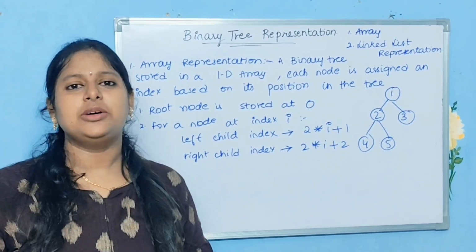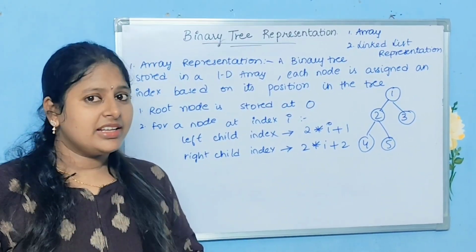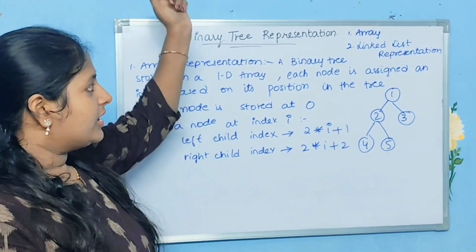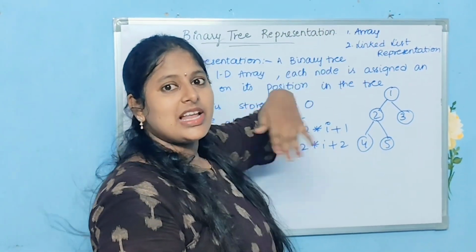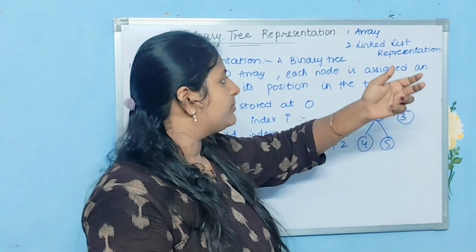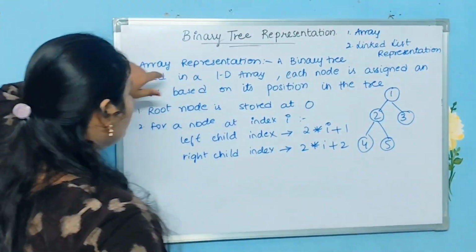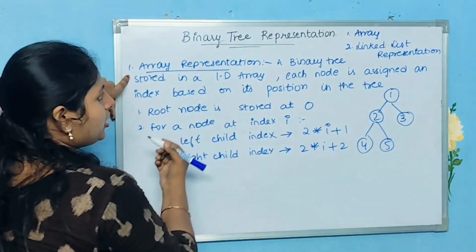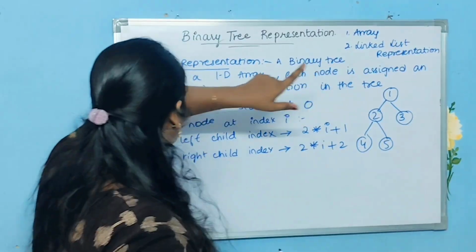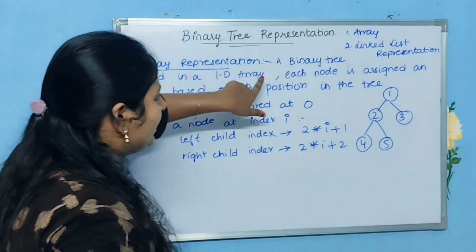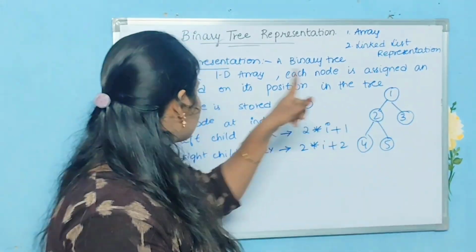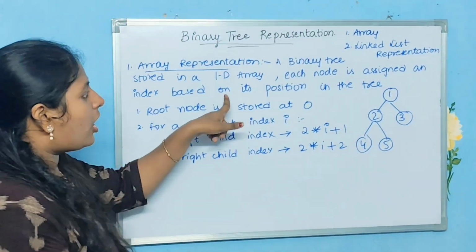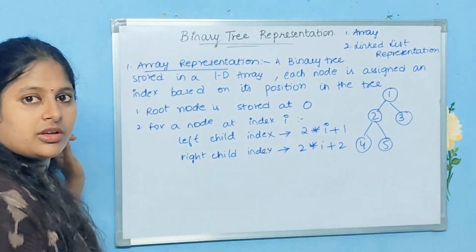So now we'll see the binary tree representations. Binary trees can be represented with the help of arrays as well as linked lists, just like stacks and queues. For array representation, you consider a binary tree that is stored in a 1D array. Each node is assigned an index based on its position in the tree.